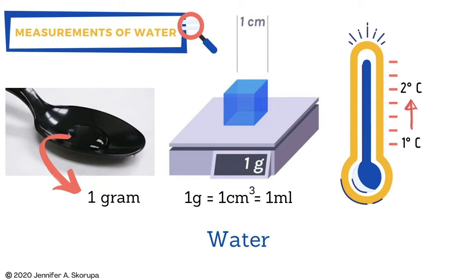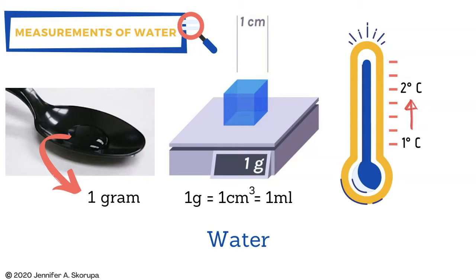This black spoon is filled with 1 gram of water. Remember, gram is a measure of mass. 1 gram of water is equivalent to the volume 1 centimeter cube, or we say 1 cubic centimeter, which is also equivalent to 1 milliliter of water. Cubic centimeter and milliliter are both ways to express a volume. So grams is a mass, while the other two are a volume.